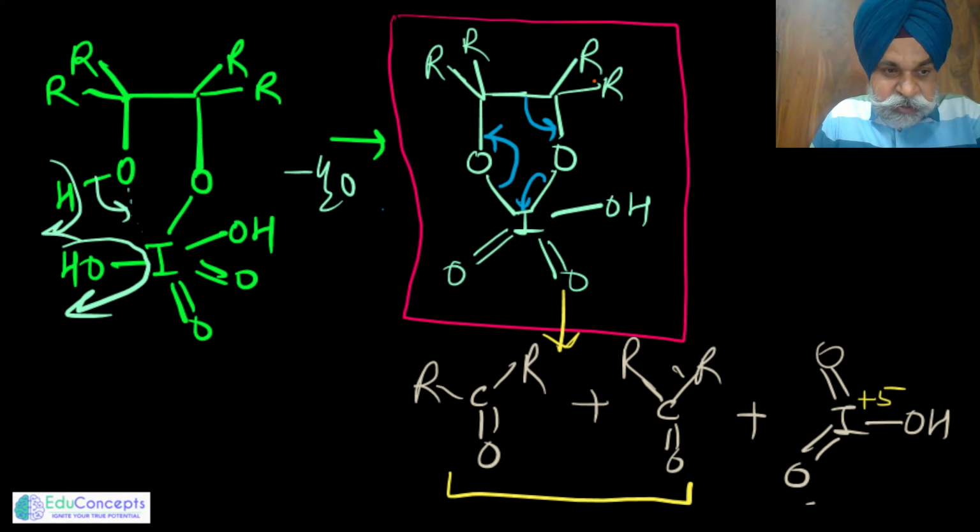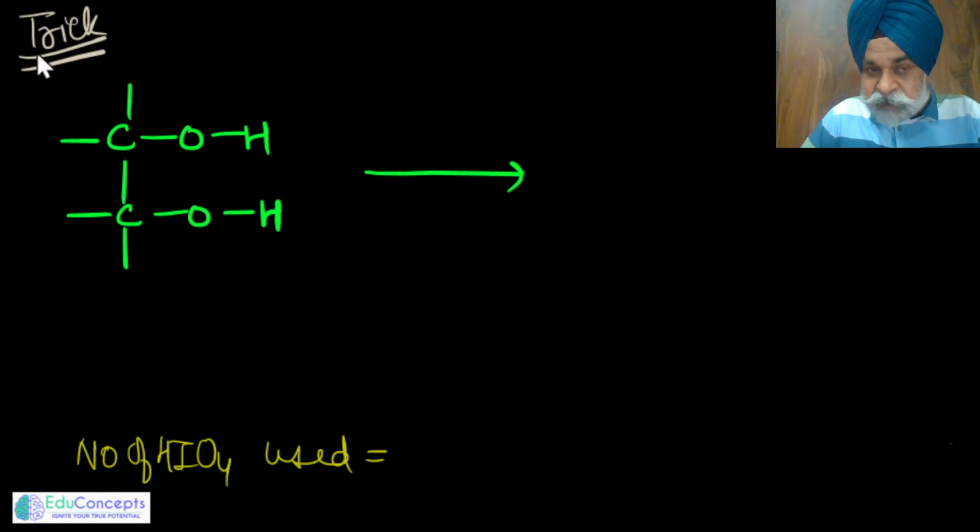Now let me do it in a simpler way, the trick which you always have to play with. So we would not be doing this mechanistic viewpoint every time. This is for our understanding, it is fine. Now in the application part, you always have to go with the trick which I am going to tell you. So HIO4 is treated with glycol. So this would provide me one nascent oxygen.